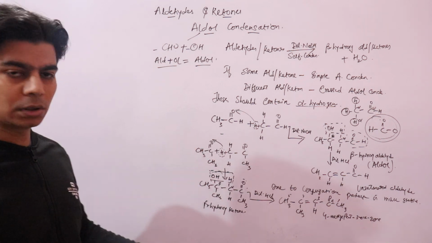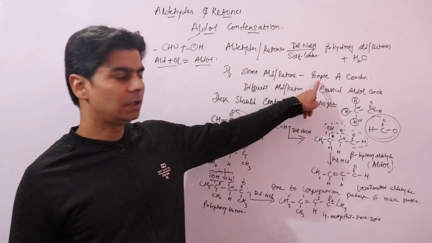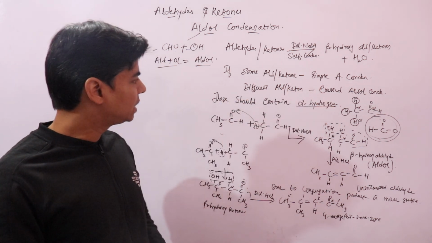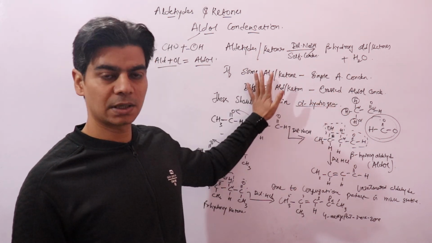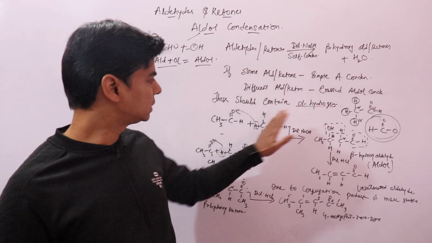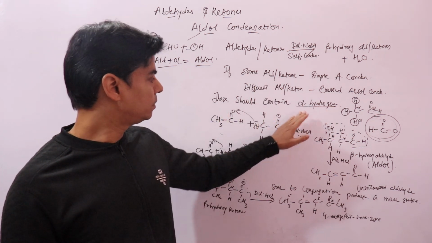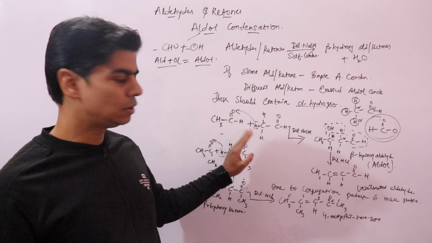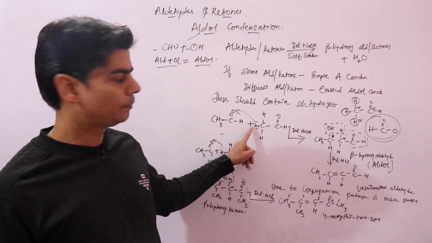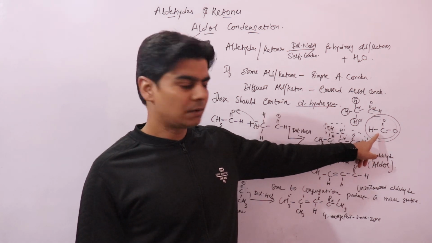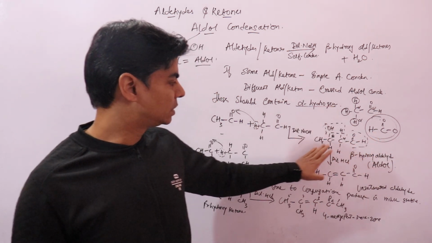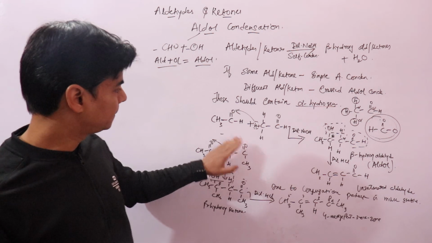In this, the important thing is your simple aldol condensation, the reaction between the same aldehydes. Crossed aldol condensation, if the aldehydes or ketones are different, we'll look at this reaction. The most important thing is that these aldehydes and ketones should contain alpha hydrogens. Formaldehyde does not have alpha hydrogen, so it will not undergo simple aldol condensation.